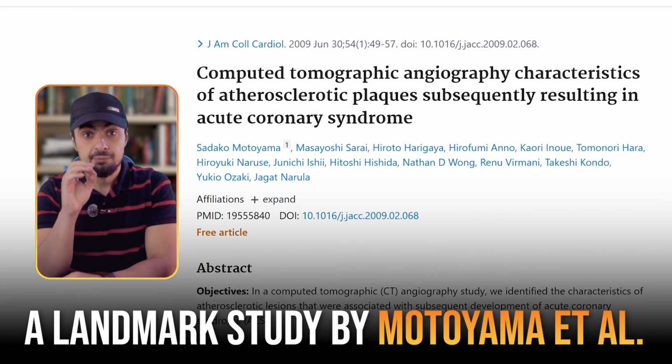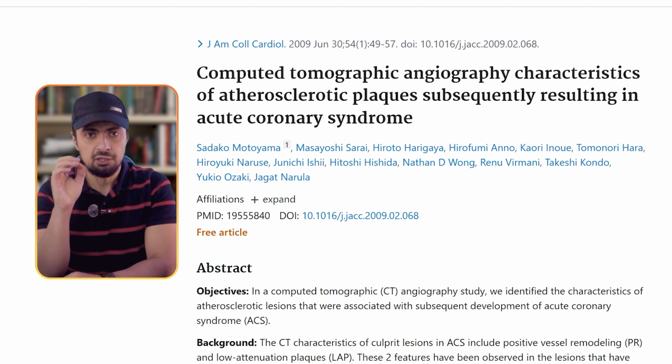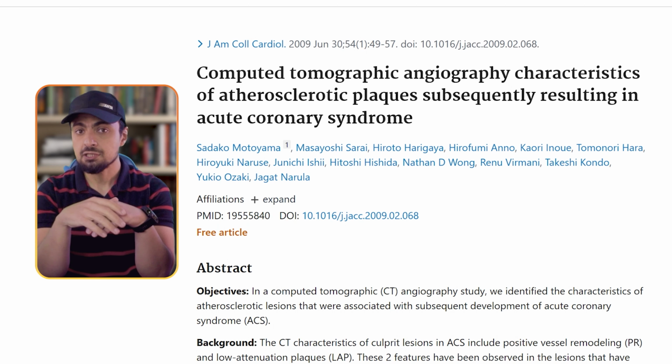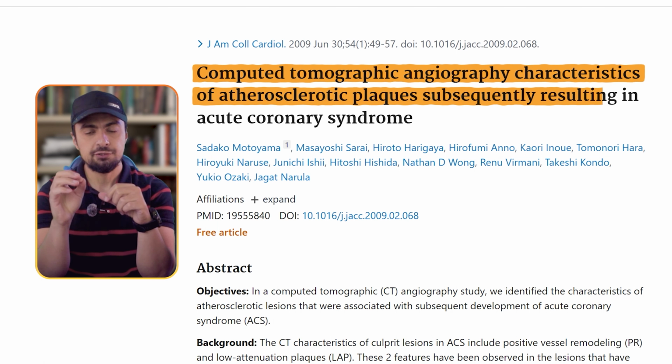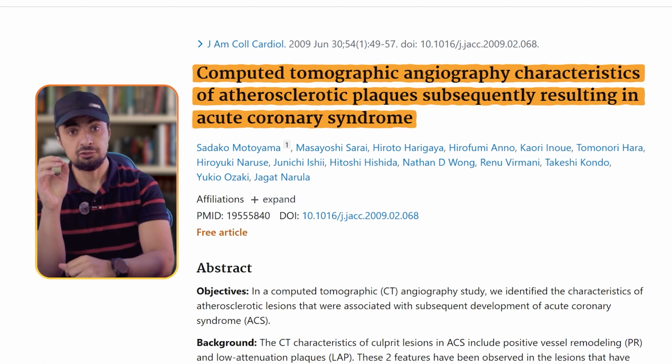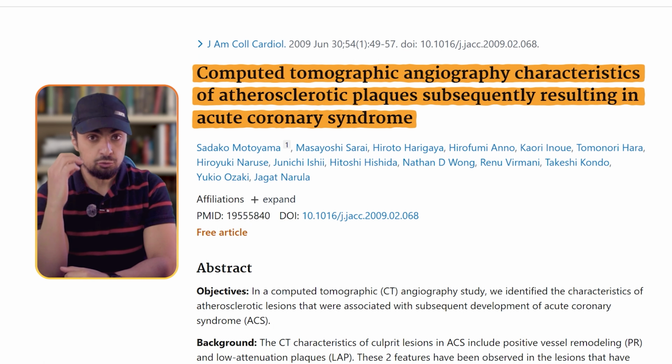A landmark study by Motoyama et al., published in the Journal of the American College of Cardiology in 2009, followed patients with suspected coronary artery disease and found that high-risk plaque features detected by CT coronary angiography, such as positive remodeling, were strong predictors of future coronary events.